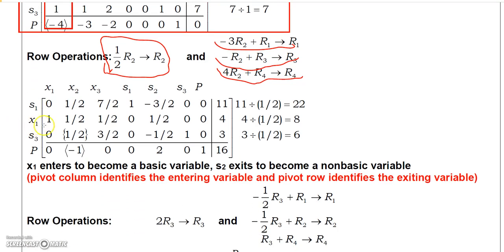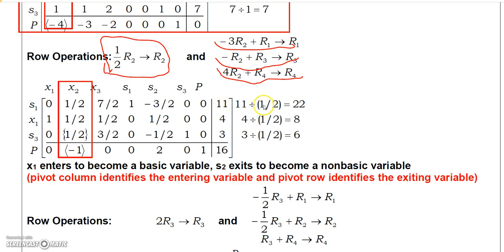Now, let's look at the tableau down here. I only have one negative indicator, so that means that this column has to be the pivot column. And then all of these numbers are positive, so divide each of these numbers into their constant.